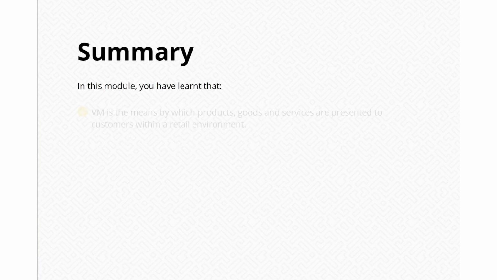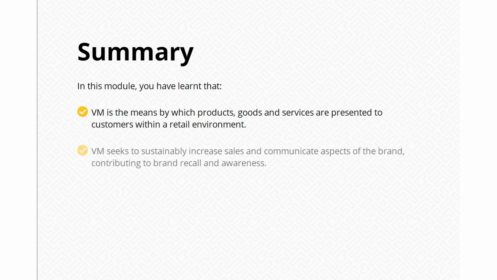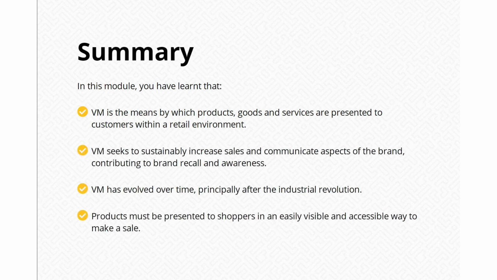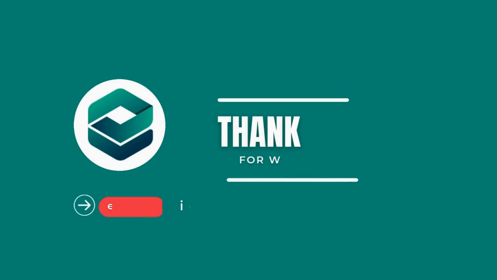Summary. In this module, you have learned that VM is the means by which products, goods and services are presented to customers within a retail environment. VM seeks to sustainably increase sales and communicate aspects of the brand to assist brand recall and awareness. VM has evolved over time, principally after the Industrial Revolution. Products must be presented to shoppers in an easily visible and accessible way to make a sale.